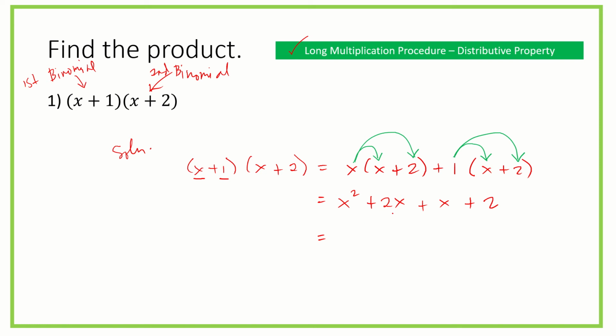So as you can see, 2x and x are like terms because they have the same literal coefficient x. That means you just have to copy x squared, but you need to add the coefficients of 2x and x, which is 2 plus 1, because there's an imaginary 1 in here, so that's a 3. Then plus 2.